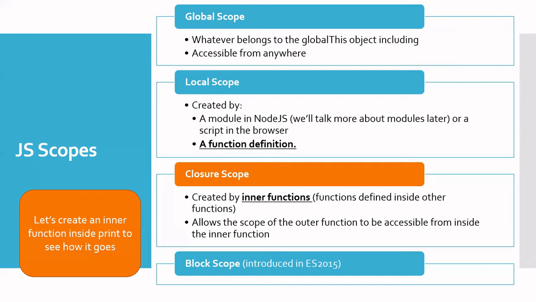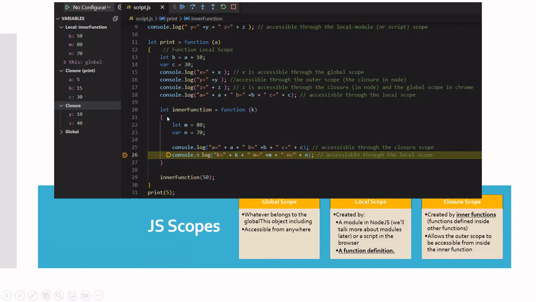Okay? Now, what if we created an actual function? Let's see what's going to happen. So we have an outer function called print, and then an inner function called inner function. That inner function would have its own local scope, right? So here we are stopped inside that inner function. This inner function has its own local scope, and it can access the outer function through a closure, the first level of a closure. And then the surrounding module is still accessible through the outer closure.